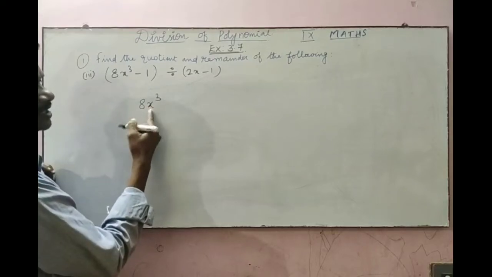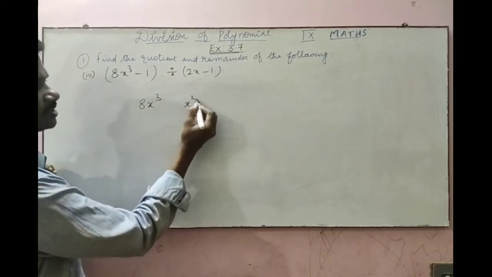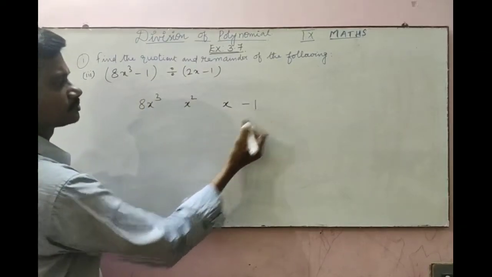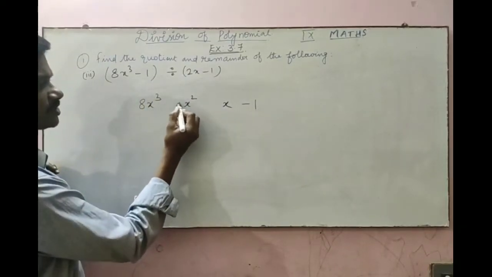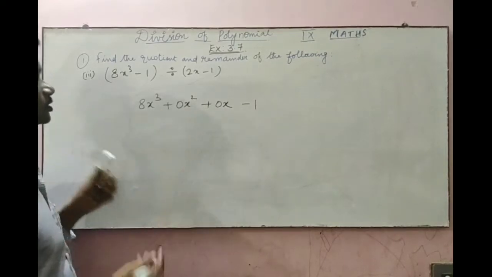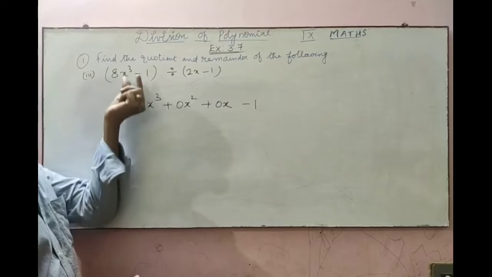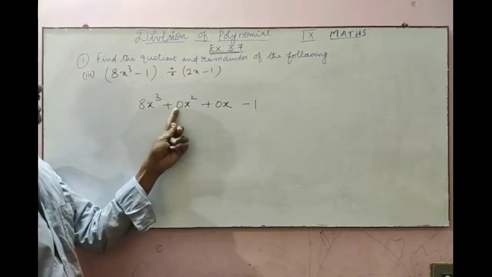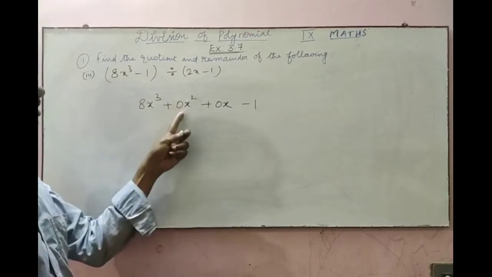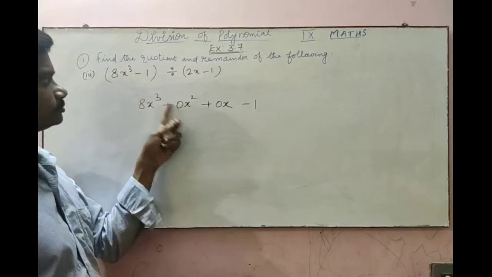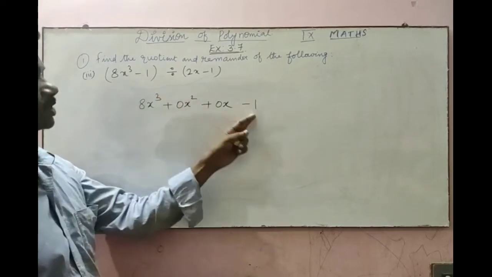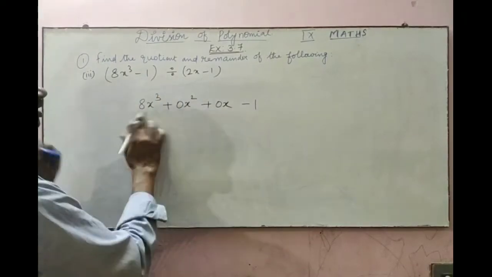Here the cubic term is there. The square term is missing, the x term is missing, then we have the constant term. So for the missing terms we have to include 0 and put positive. So 8x cube, here x square is missing, so I am going to write 0x square. If any term is missing, you have to include that term with 0. 0x square plus 0x minus 1. Now this has all the terms.